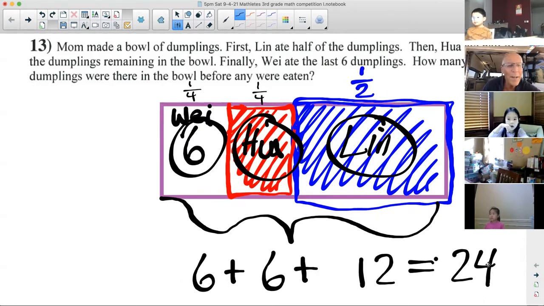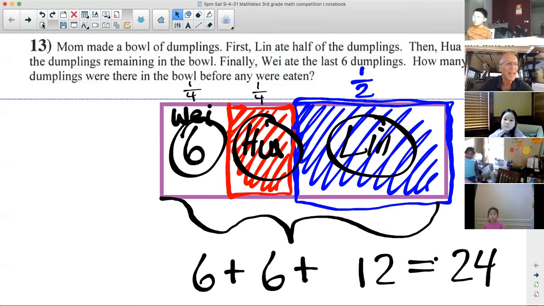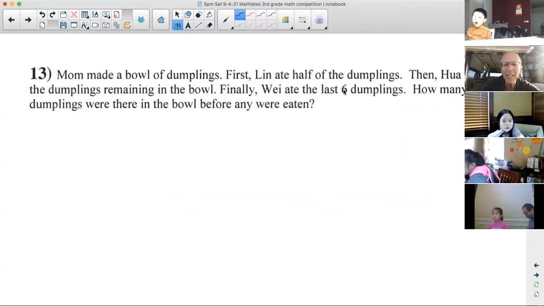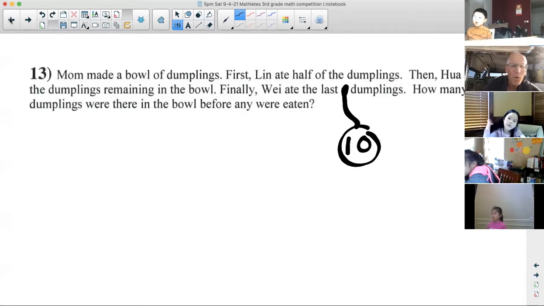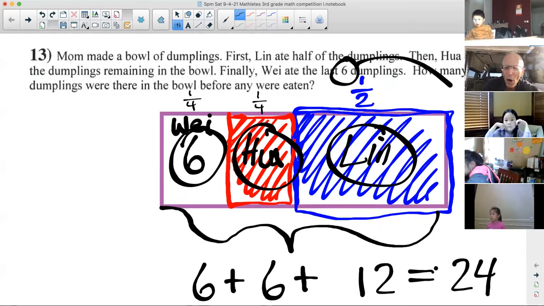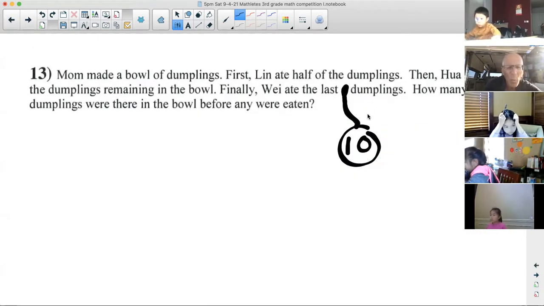So what if I told you that we had the same exact problem, and instead of 6 dumplings, Wei ate the last 10. Now remember, when the number was 6, we had a total of 24 dumplings. 6 plus 6 plus 12. Who could tell me what would happen if Wei ate the last 10 dumplings?